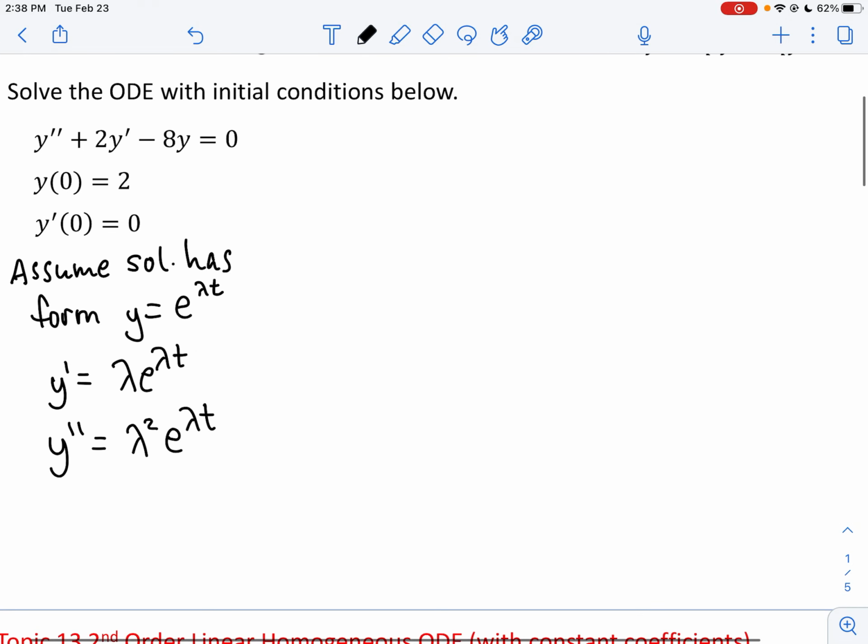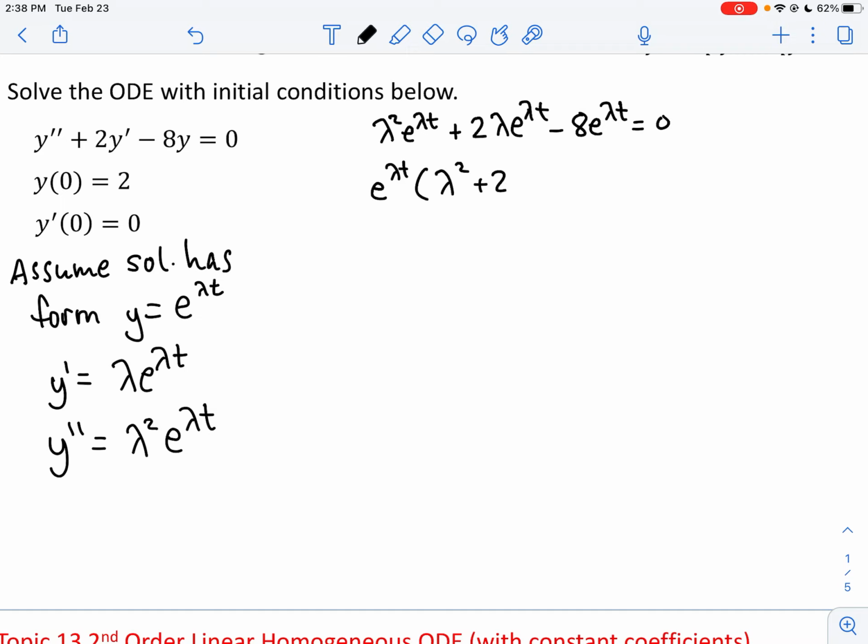So the second derivative we can replace with lambda squared e to the lambda t, plus 2 times the first derivative, which was just lambda times e to the lambda t, minus 8 times the original function, which is just e to the lambda t, is equal to 0. Now notice that we can factor out the e to the lambda t, and that leaves lambda squared plus 2 lambda minus 8 is equal to 0.